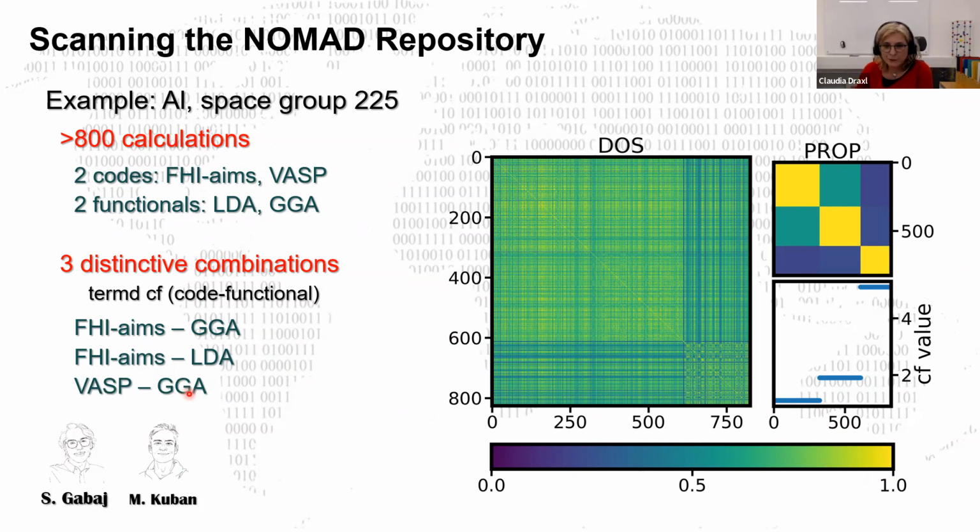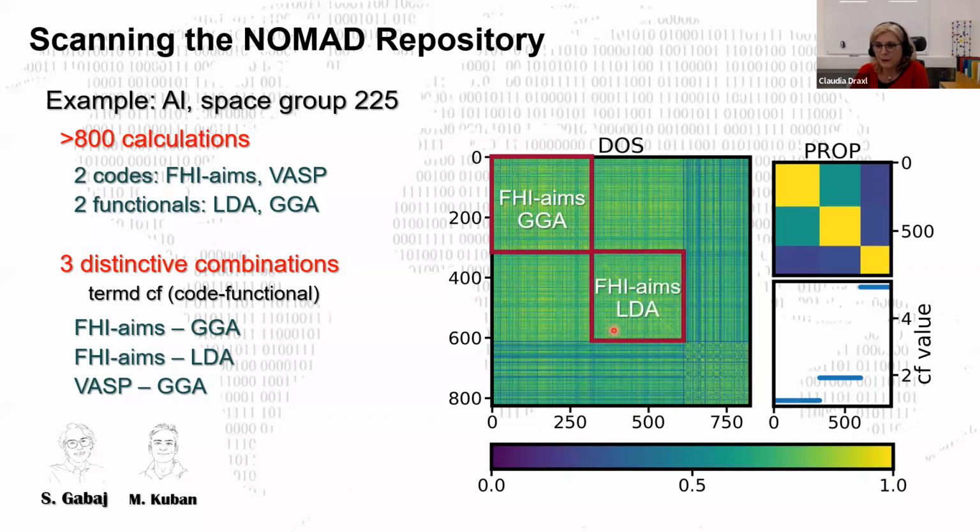And that means, of course, that inside such a block, the calculations should be very similar to each other, and this is exactly what we see here. We have a block here of FHI-aims GGA. Then you see another block here. These are also FHI-aims LDA calculations, and then we have a third block here, which doesn't have so much in common with the FHI-aims calculations, and these are VASP calculations. So obviously, we can see a trend of similarities depending on the code and depending on the functional.